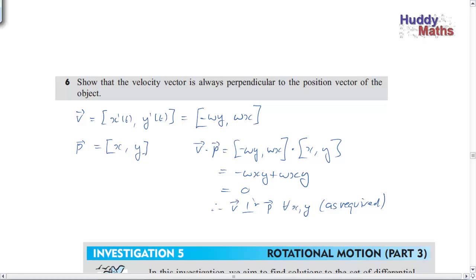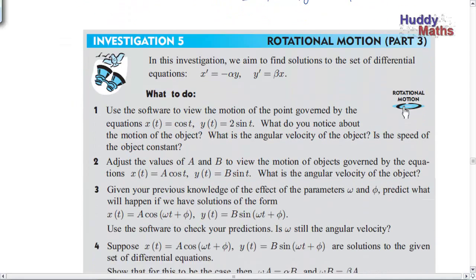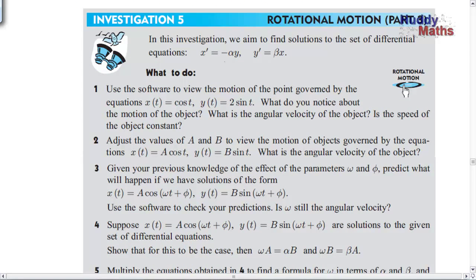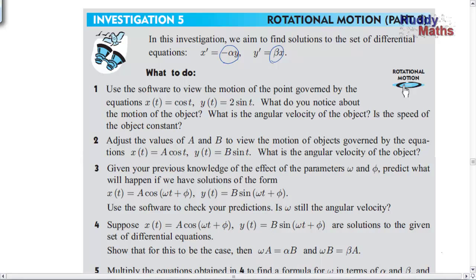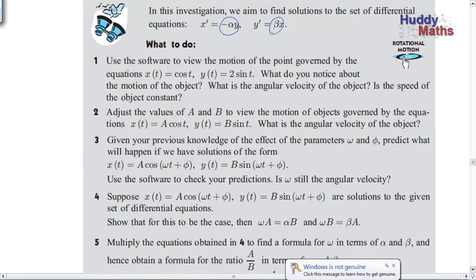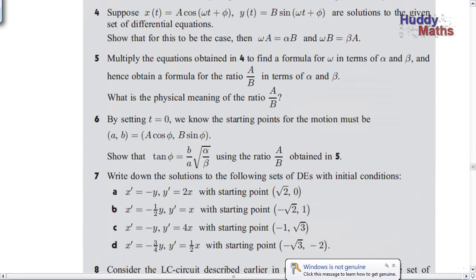Now let's look at the new stuff. The new stuff is this business here, where we've got a neg alpha y and a beta x. So that is different. We've always had the same value in there, omega. So that's a different situation. I want you to pause the presentation and have a look at these questions here. There's a couple of ways of doing this. You can start those, and I'll scroll down for the rest of the questions, and the last couple.